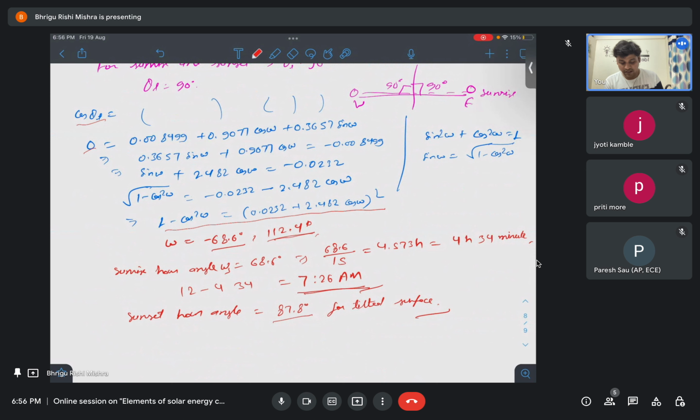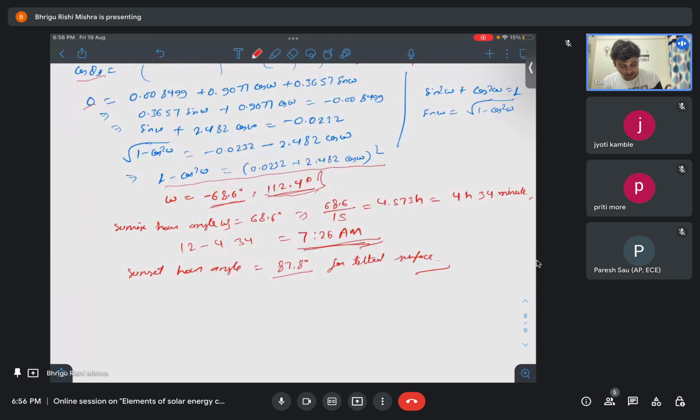One is minus 68.6, the other is 112.4. This is greater than 90 degree, so we neglected it. We used the other value to get the sunrise time, that is 7:26 am. So that means the sunrise time for the tilted surface is later compared to the sunrise time of the horizontal surface. And we also saw that the sunset hour angle is the same for both the tilted surface as well as the horizontal surface.